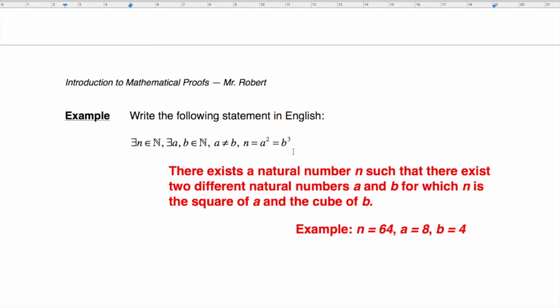If n equals 64, so there exists n. For example, here I exhibit one example, n equals 64. There exist a and b, a is 8 and b is 4, such that 64 is 8 squared and 64 is 4 cubed.